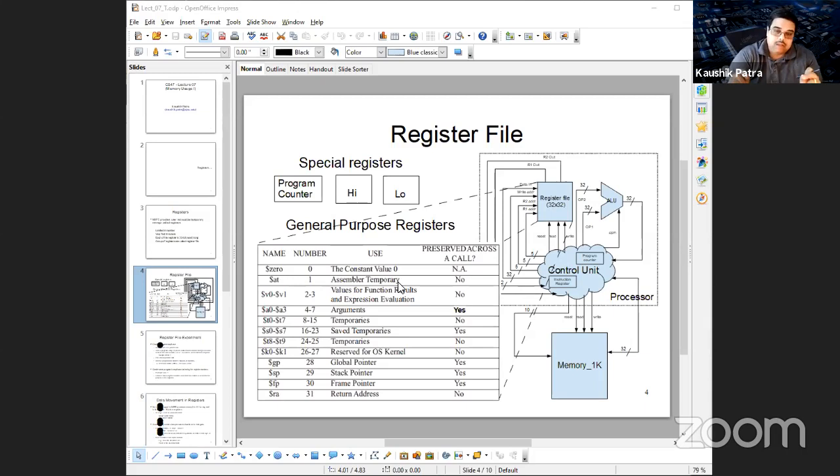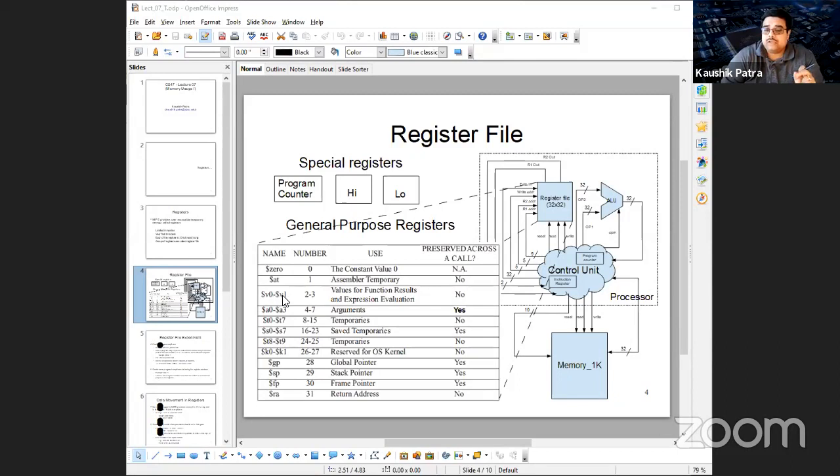Because whenever you use a pseudo instruction, it is highly likely the assembler will replace your instruction with a bunch of basic instructions using $at. So that means if you are storing some value in $at, it might get overridden by the assembler's instructions at some point of time. So it is risky to use.